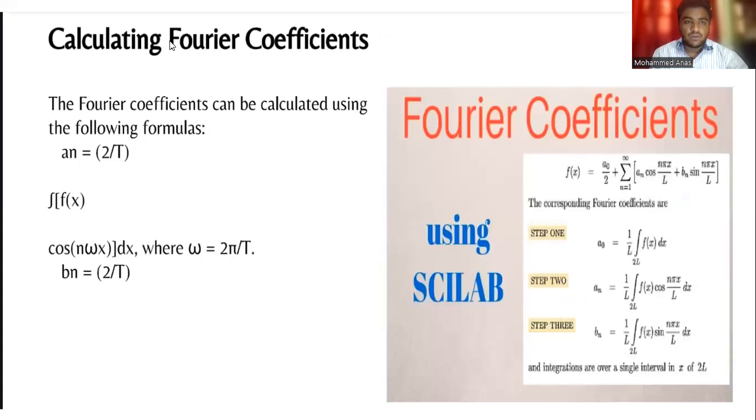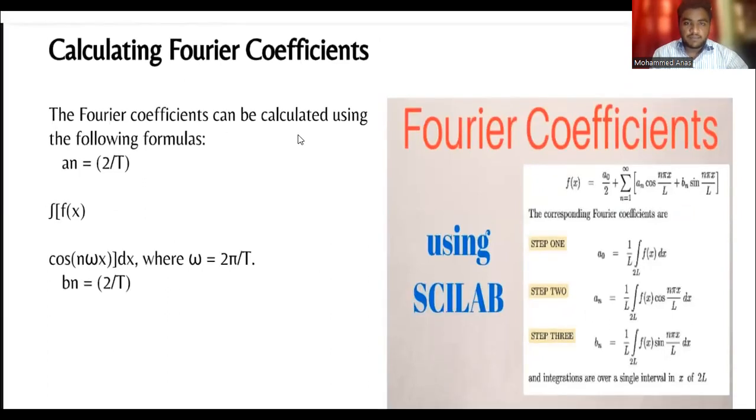Calculating the Fourier coefficients. The Fourier coefficients can be calculated by using the following formula. An is equal to 2 by T integral of f of x cos of n omega x dx, where omega is equal to 2 pi by T, and bn equals 2 by T integral of f of x sin of n omega x dx. Fourier coefficients using Scilab: f of x is equal to a naught by 2 plus summation of n equals 1 to infinity an cos of n pi x by L plus bn sin n pi x by L.